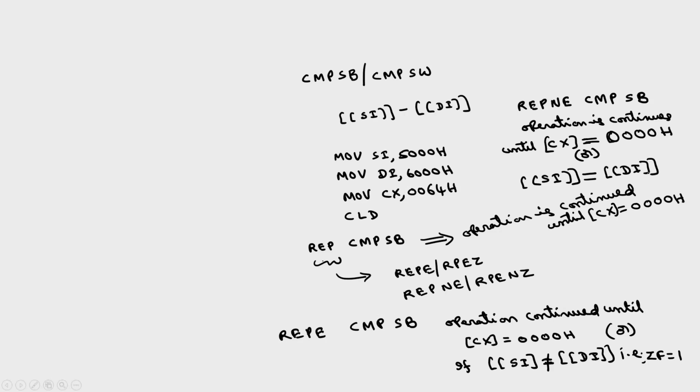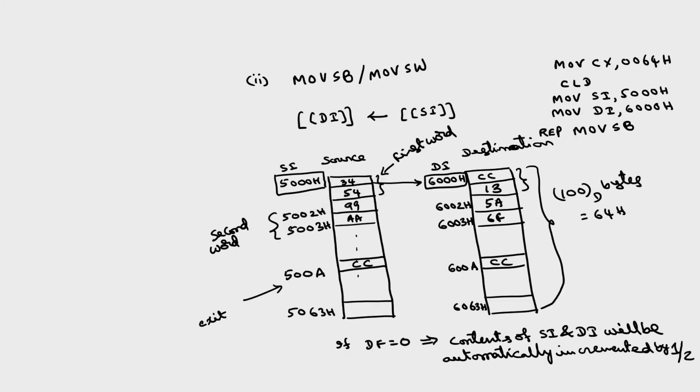If this is equal here, that means this data is 34, this also should be 34, otherwise it will quit at the first byte itself. If this is 54, this also should be 54, then only it will continue, otherwise it will quit that comparison. Similarly, if this is 99, this also should be 99. So this will perform all the 100 comparisons if these two arrays of data are equal.